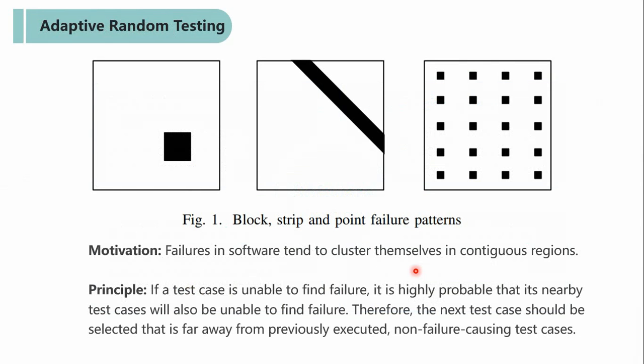Adaptive random testing is an extension of random testing which works on exploiting the clustering of failure regions of software. As we can see in figure 1, many software failures tend to cluster to form contiguous regions in the software input domain. Those regions can be characterized into block, strip pattern or point failure pattern. So the motivation of ART is that if a test case is unable to find a failure in software, the next test case should be selected that is far away from previously executed non-failure causing test cases.